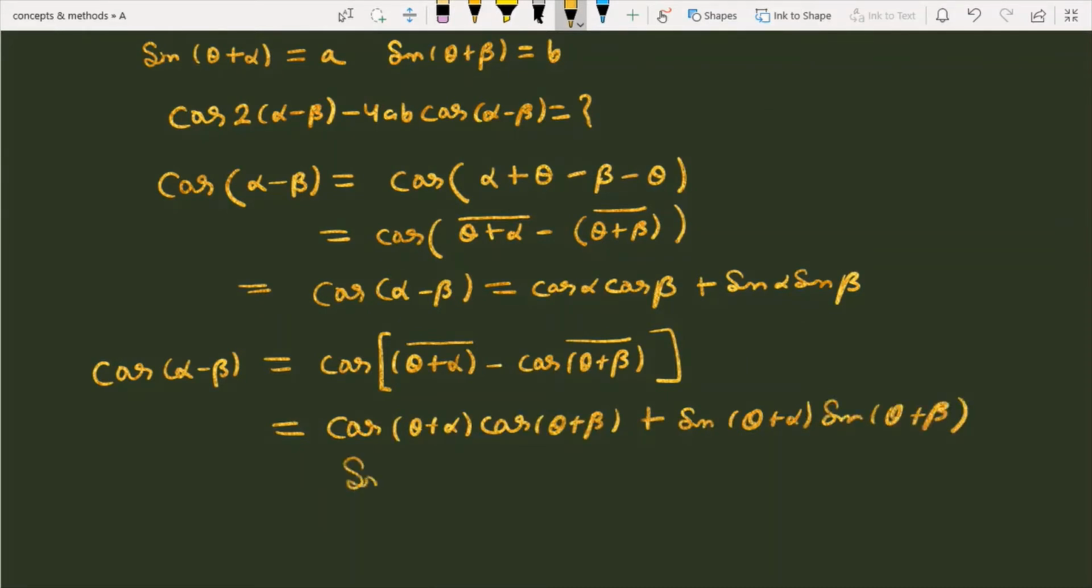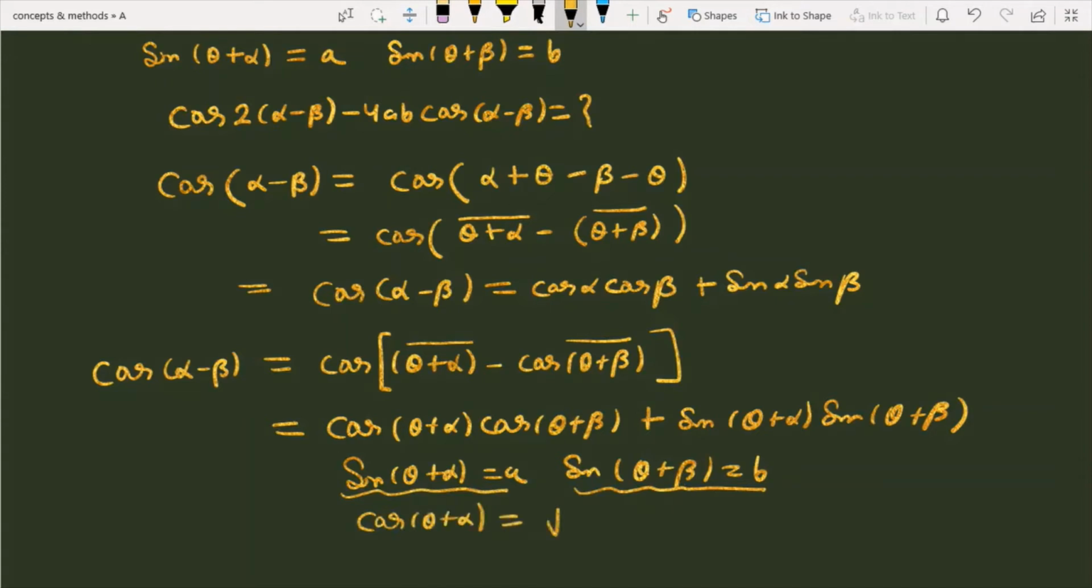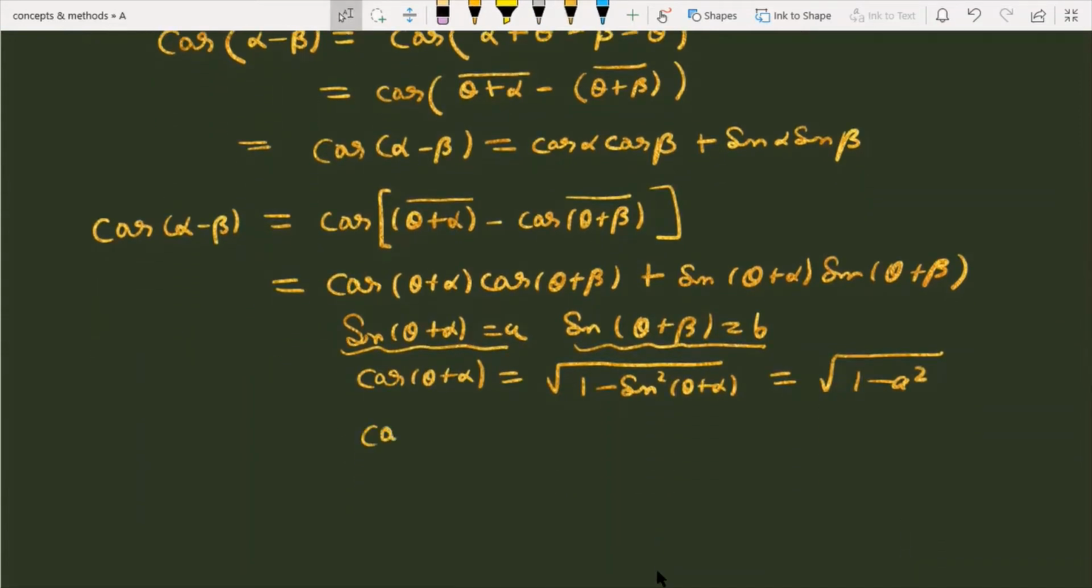In the question it is provided that sin(θ + α) = A and sin(θ + β) = B. So we can write that cos(θ + α) = √(1 − sin²(θ + α)), which becomes √(1 − A²). Similarly, cos(θ + β) = √(1 − sin²(θ + β)), which becomes √(1 − B²).